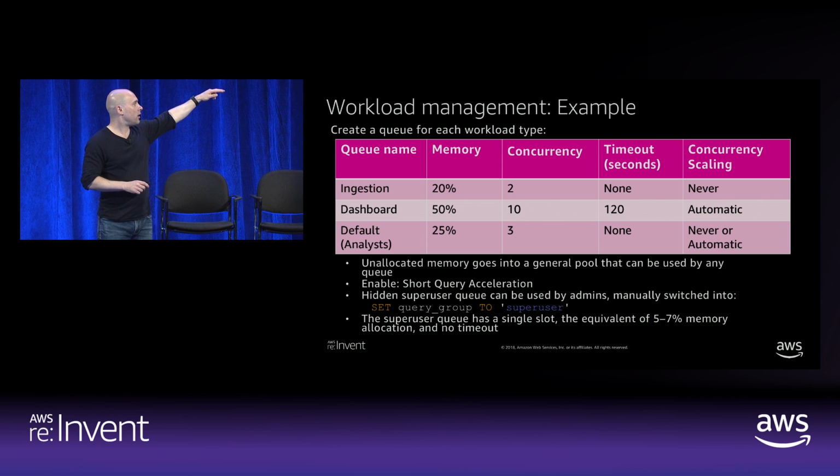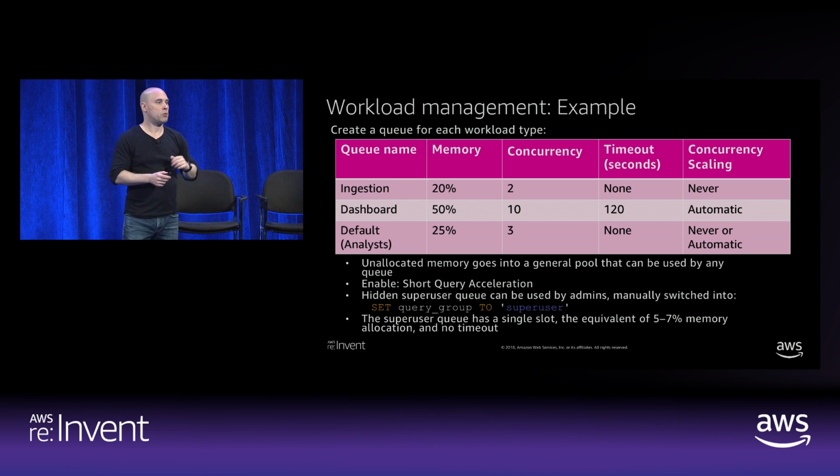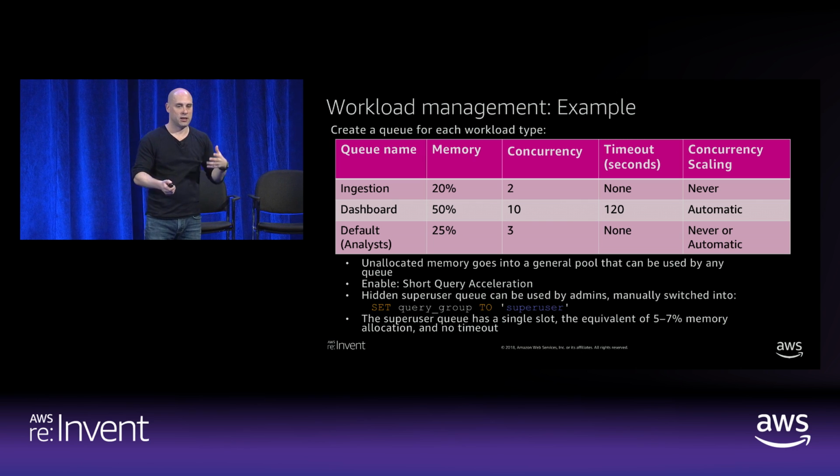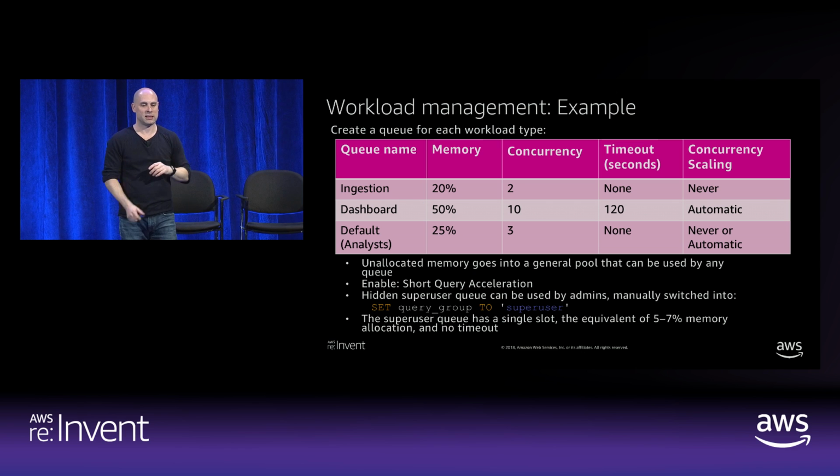Then at the end there, I have the default queue, which is kind of the, if you're not doing ingestion, you're not a dashboard, you end up running in here. I've just set the concurrency fairly low, 25% memory. And it would kind of be business requirements whether or not you wanted to enable concurrency scaling. I just kind of left it as either, just to make it as an example.